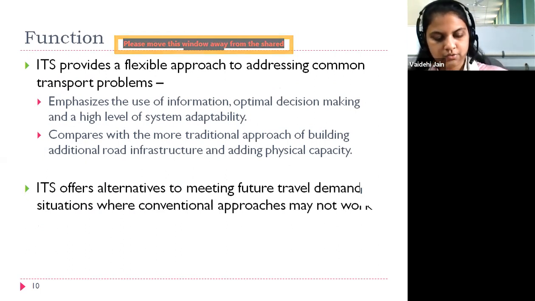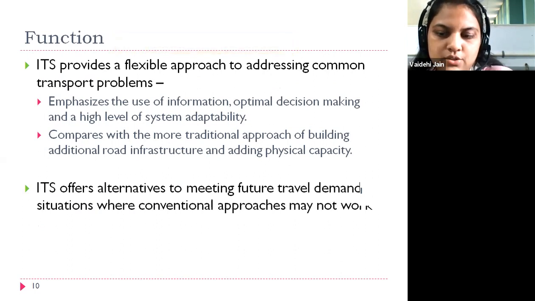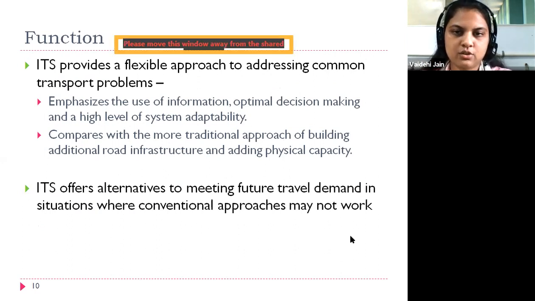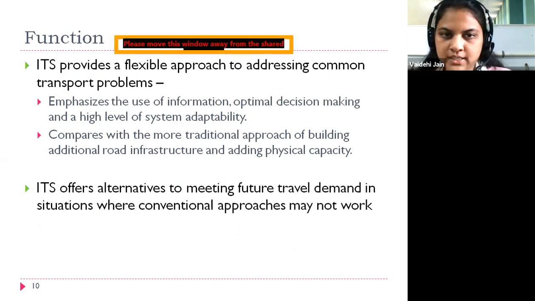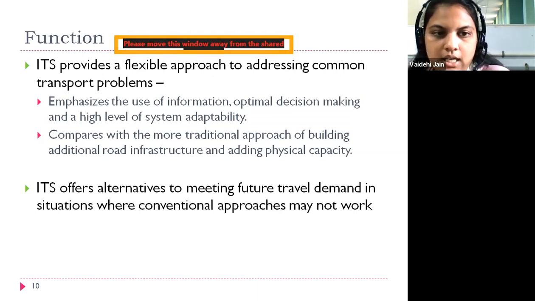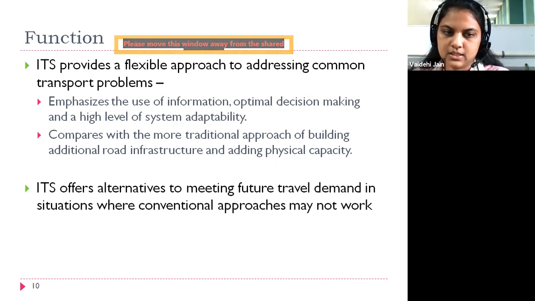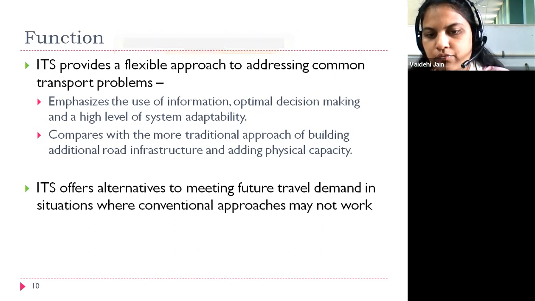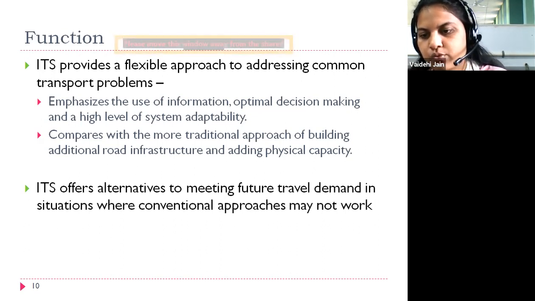Now, if you are using ITS or the technology, then what is the function of it? We need to understand what the function of it is. So here is the function of it. The ITS provides a flexible approach to addressing common transportation problems, which emphasizes the use of information, optimal decision making, and a high level of system adaptability. So ITS basically offers alternatives to meeting the future travel demand.